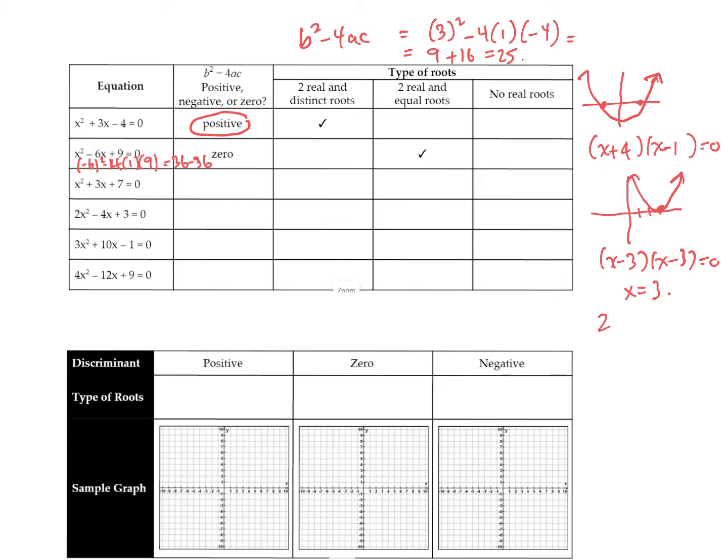So in this one we have 2 real and equal roots. So they are the same. This one I have 2 real and distinct. They are different.